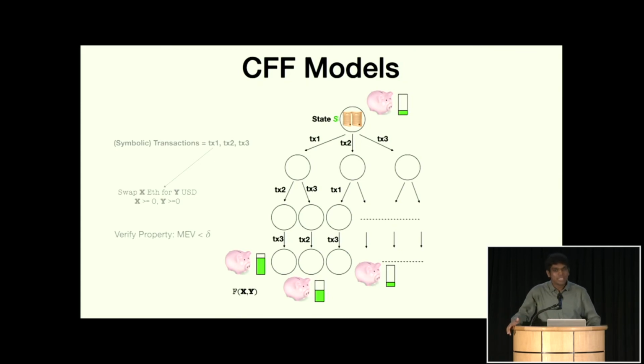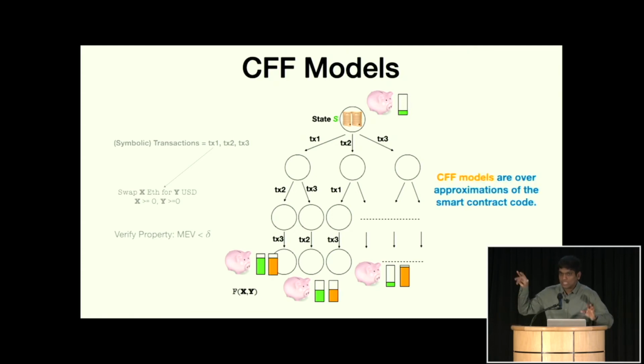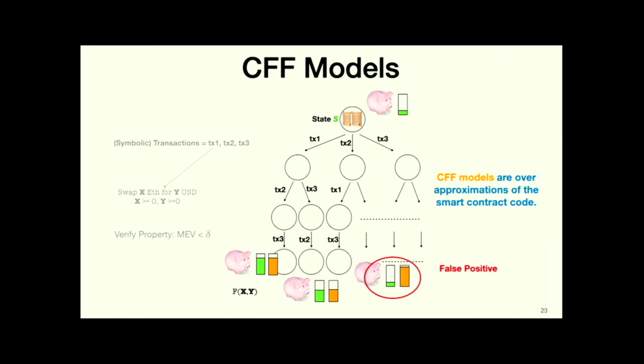What that means is any path that you have in the smart contract code also exists in CFF models, but the converse may not be true. What that means is, when you execute the Clockwork Finance framework with CFF models rather than smart contract code, there might be some paths, namely the third path here, which actually gives you MEV, but it might not actually be realizable because we did some simplifications, and this path does not exist in the smart contract. So in some sense, this is really a false positive, and there are no false negatives.